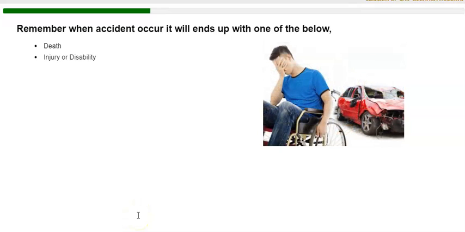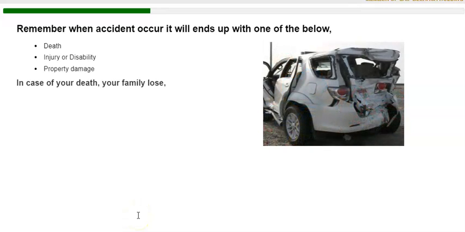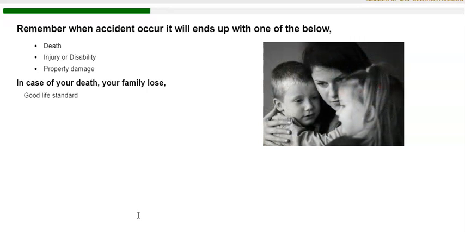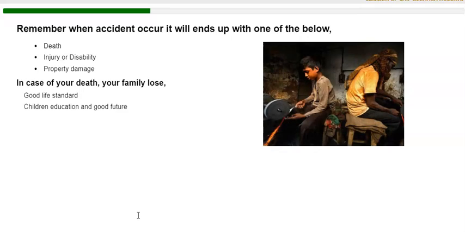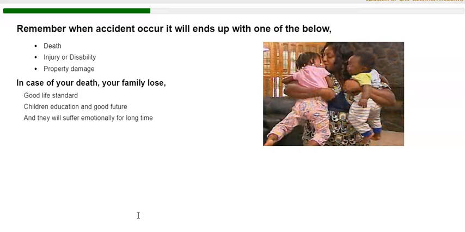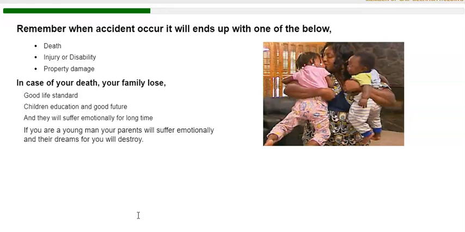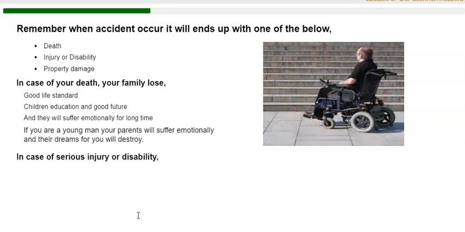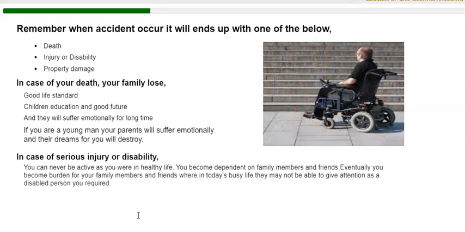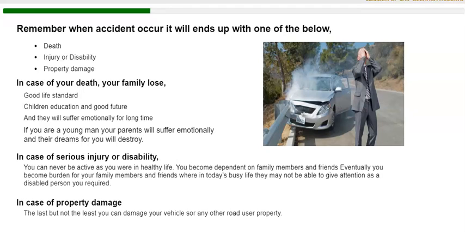So remember, when an accident occurs, it will end up with one of the below. It can cause death, injury, or permanent disabilities, and even property damage. In case of your death, your family loses good life standard, children's education, and good future, and they will suffer emotionally for a long time. If you are a young man, your parents will suffer emotionally, and their dreams of you will be destroyed. In case of serious injury or disabilities, you can never be as active as you were in healthy life. Last but not the least, you can damage your vehicle in case of property damage.